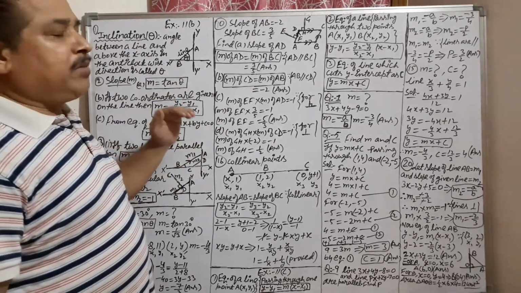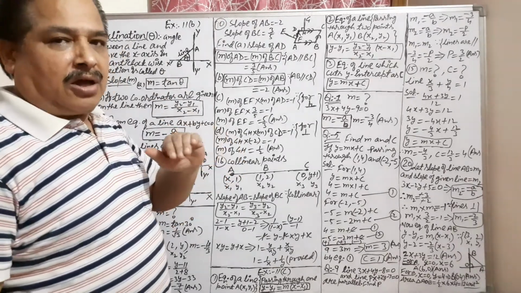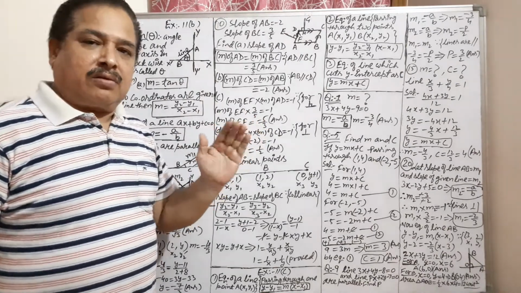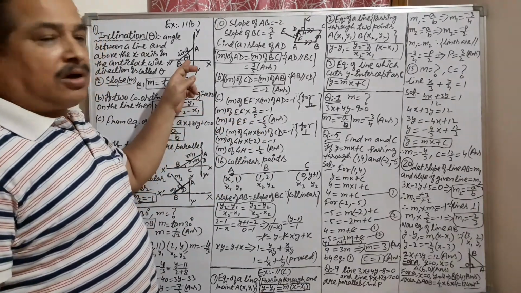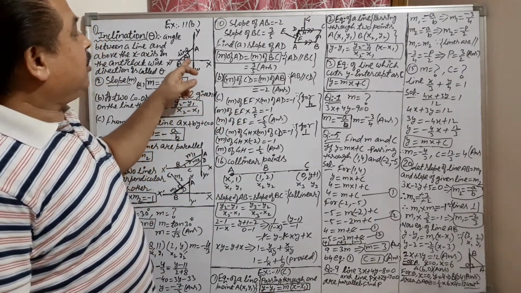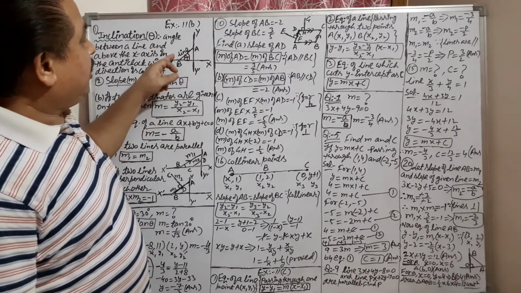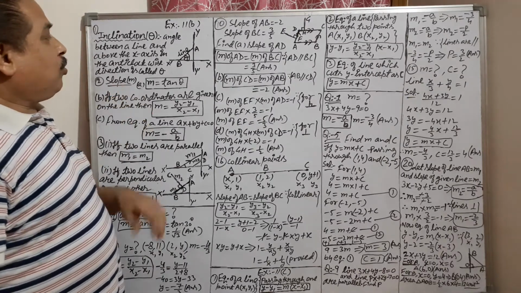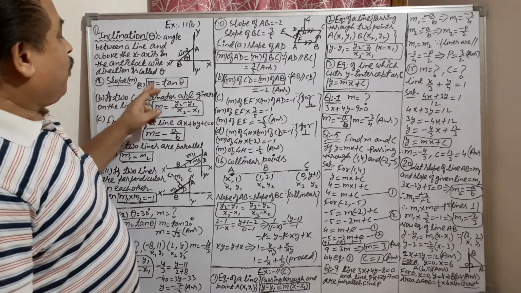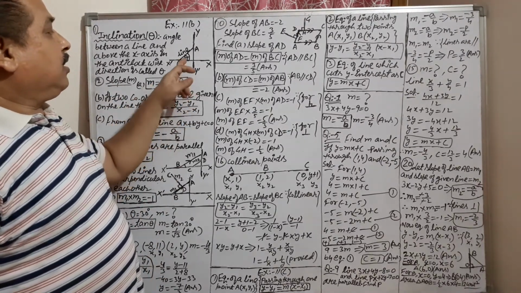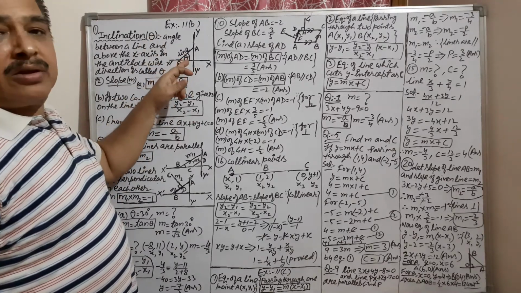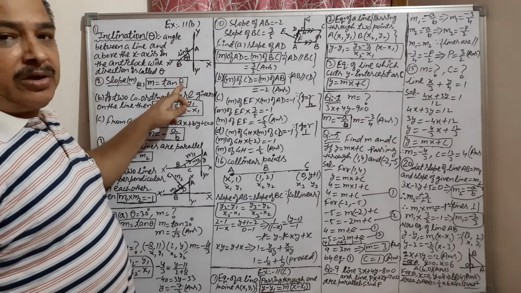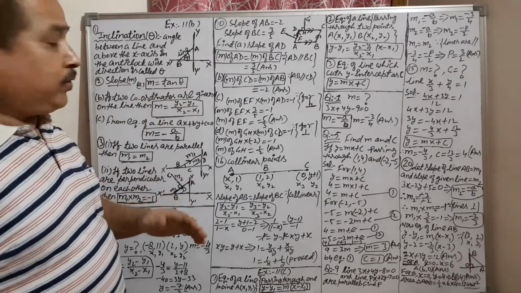Actually, it is the angle between the x-axis and a line, measured in the anti-clockwise direction with the x-axis. See here, anti-clockwise with the x-axis. You will not take this side. Now see the slope, the second term. The slope formula is m is equal to tan theta. Theta is actually the inclination. Suppose it is 60 degrees, you will take 60 degrees over here, so the slope will come out.